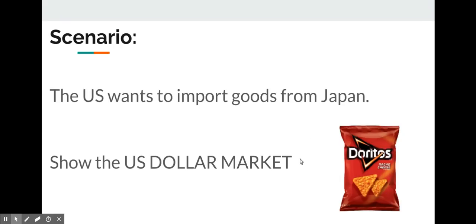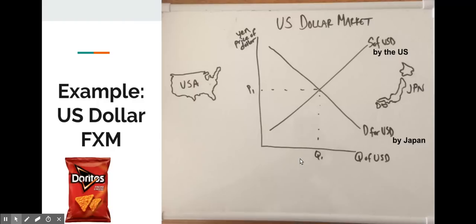And I'm being asked to show the US dollar market. They will tell you which market to graph. So the US dollar market would be labeled like this. Dollar market, the yen price of the dollar, how many yen it takes to get a dollar, the quantity of the US dollar, again, because that's the country we're looking at.